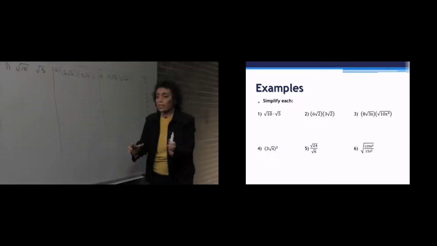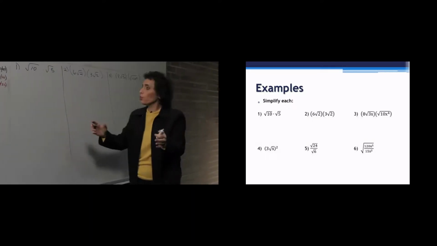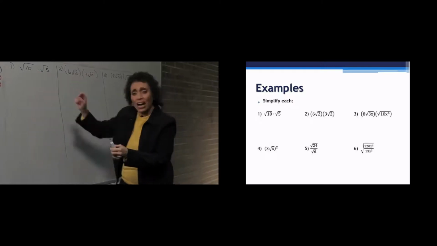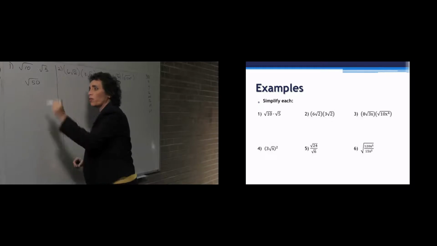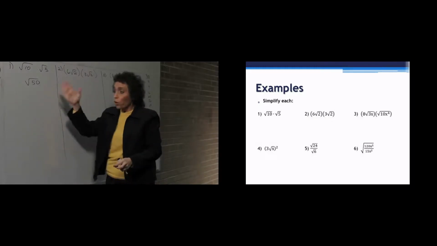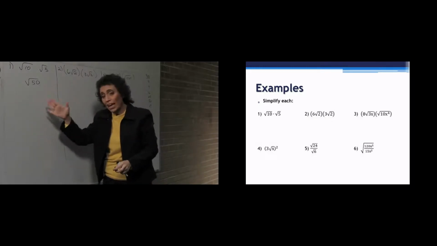All right, let's put together what we've gone through. Square root of 10 times square root of 5, same index, we can multiply. We get square root of 50. But square root of 50 is not a perfect square. We're done if we can't simplify it, but if we can, we have to.